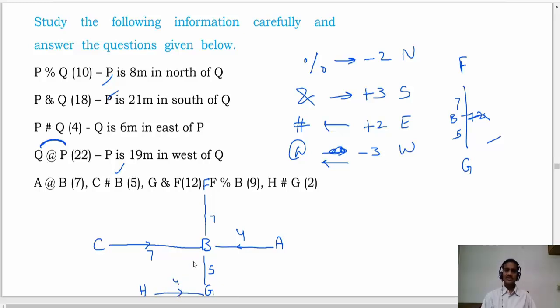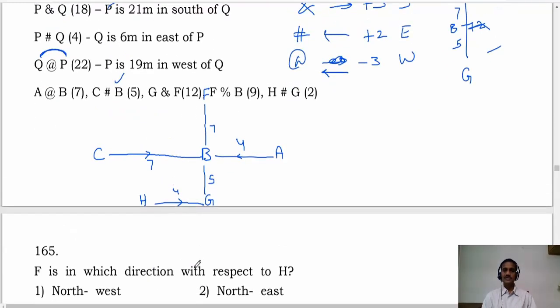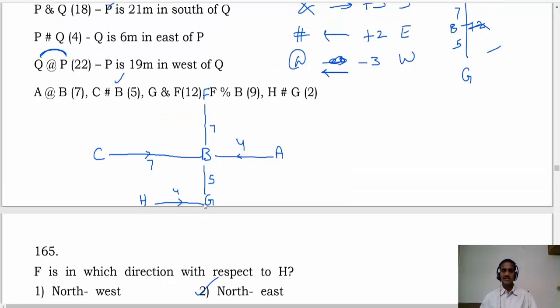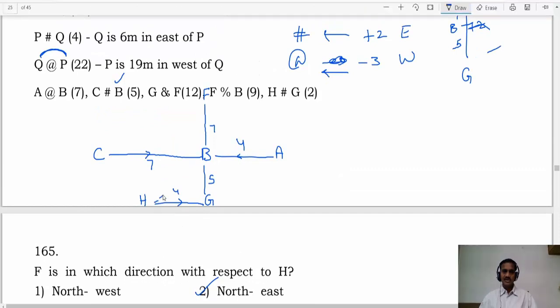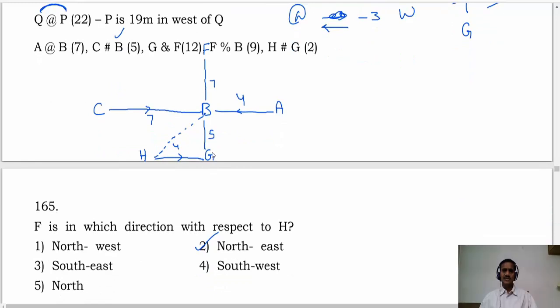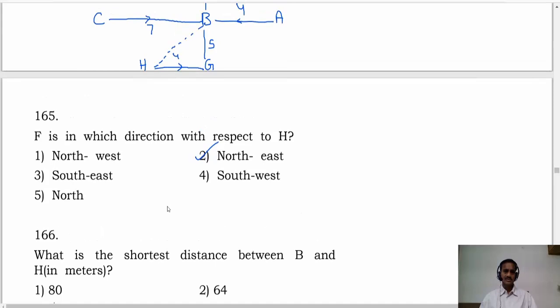Done? Now this is what the information given. According to this one, question number 65. F is in which direction with respect to H? H నుంచి F ఏ డైరెక్షన్ చెప్పండి. నార్త్ అండ్ ఈస్ట్. నార్త్ ఈస్ట్ that is choice 2. 165. What is the shortest distance B and H in meters? Bకి Hకి మధ్యలో shortest distance అడిగాడు. shortest distance అంటే ఇదేమో horizontal 4 ఉంది. Vertical ఎంత ఉంది చెప్పండి. Vertical is 5, isn't it? Vertical is 5 and horizontal is 4. And the distance between which two? B and H in meters. Bకి Hకి మీటర్స్‌లో ఎంత తేడా అని అడిగాడు.